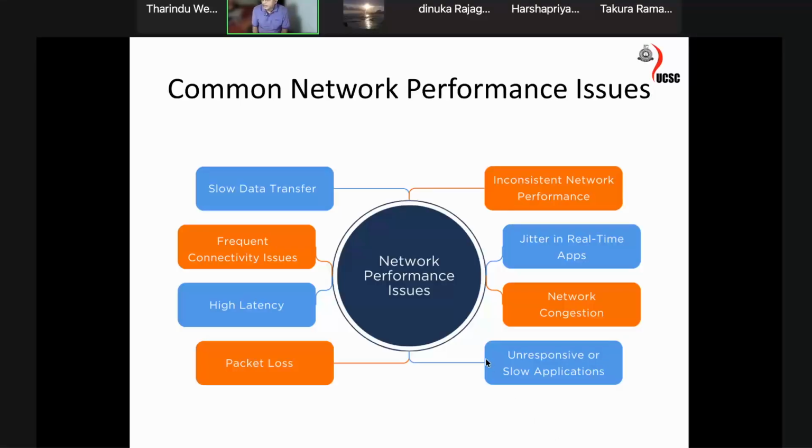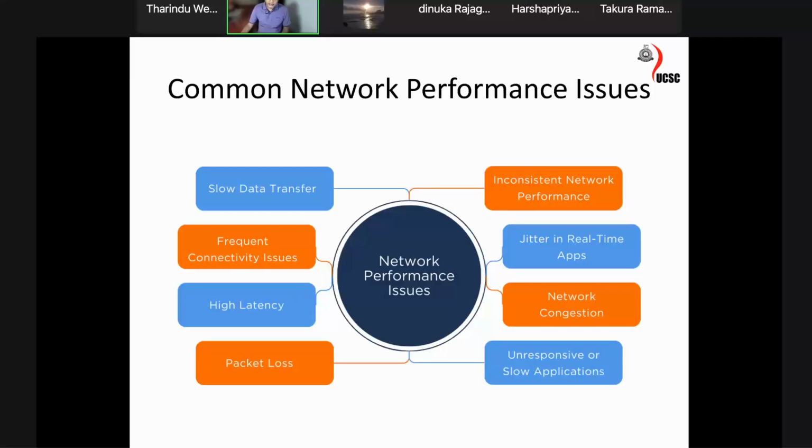kind of jitter, which is by definition variation of delay, variation of latency, which can affect the real-time application. If you are deploying real-time applications, you need to measure jitter by using tools. I will be explaining the tools later in this presentation.